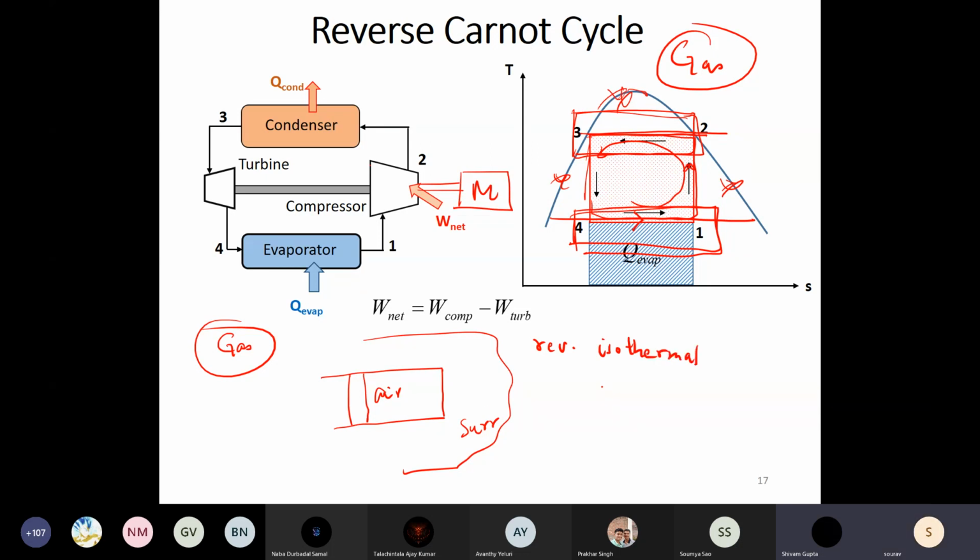Let's say the surrounding is at 40 degrees C. So what should be the temperature of air? Let's go step by step. The surrounding is at 40 degrees C. What should be the temperature of air for the entire process 2 to 3 to be reversible isothermal? 40 degrees. Can you see the first issue? You have to transfer heat from a 40-degree gas to a 40-degree surrounding. Is it possible?